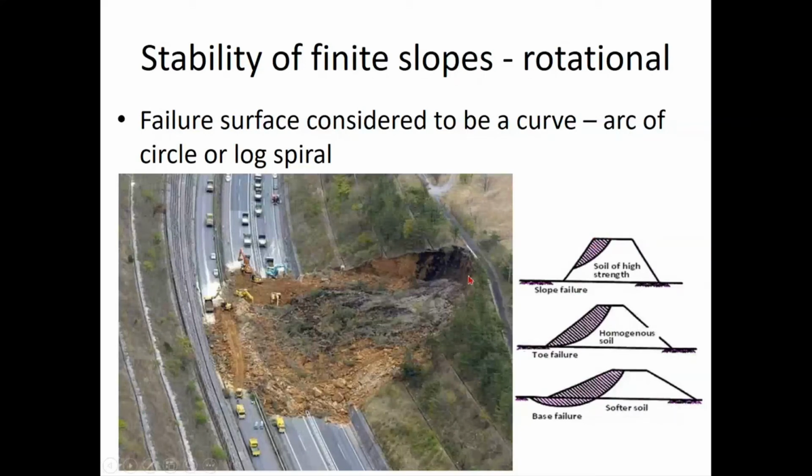So here you can see this critical failure surface, a finite slope, and you can also visualize your critical surface of failure here, right? So in the case of finite slopes, the failure surface is considered to be a curve rather than a plane, which we saw so far in the case of infinite slopes, right? Different types of failure you can see. You can fail along the face of the slope, you can fail along the toe of the slope, and you can also fail covering the base of the slope, right? Different ways it can fail.